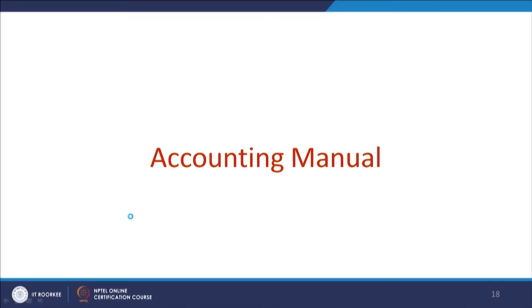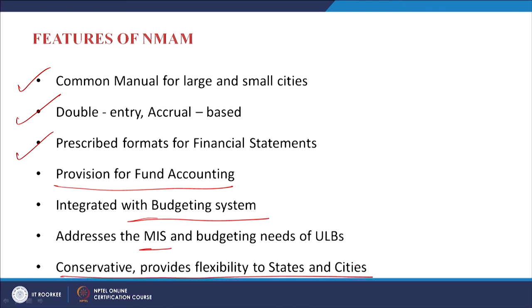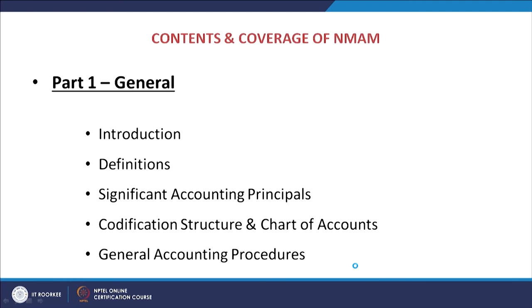So let's have some screenshots of the accounting manual. Accounting manuals basically provide the information regarding the large and small cities accounting system, double entry of course, which we have discussed, then formats for the financial statements, provision for fund accounting, the budgetary system, the municipal information system. It is also conservative and provides flexibility to states and cities.